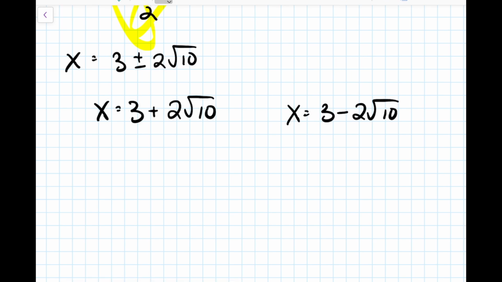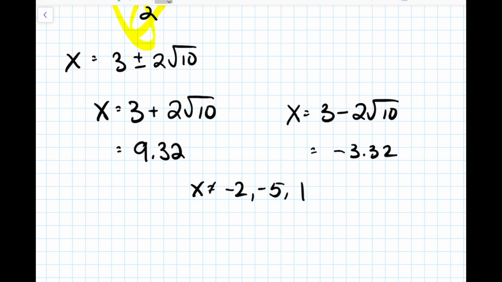We also wanted decimal answers, so if we plug those into a calculator, we're going to get 9.32 or negative 3.32. And so there we are. That is our final answer for this, except we do still need NPVs. So x cannot be negative 2, negative 5, or positive 1.